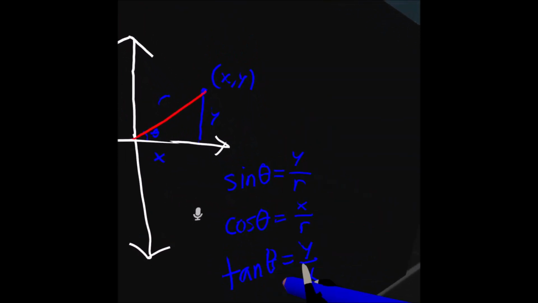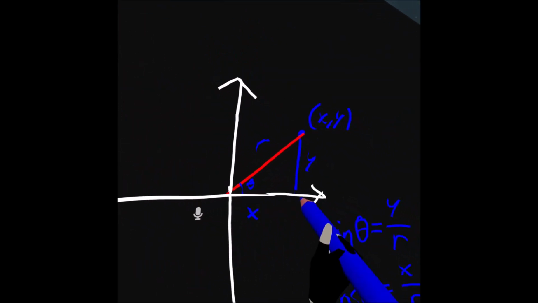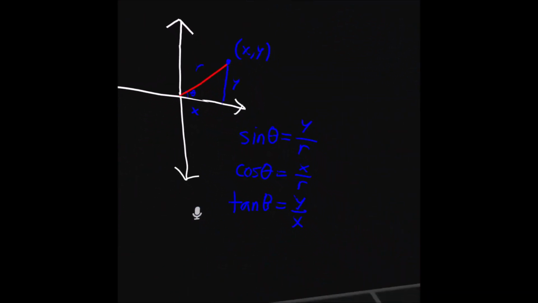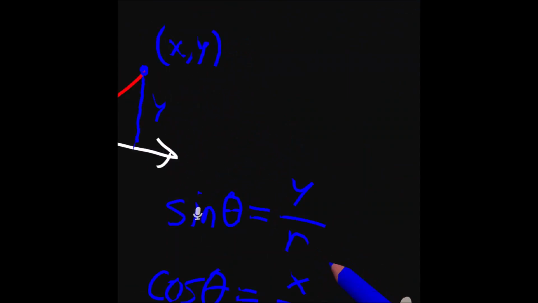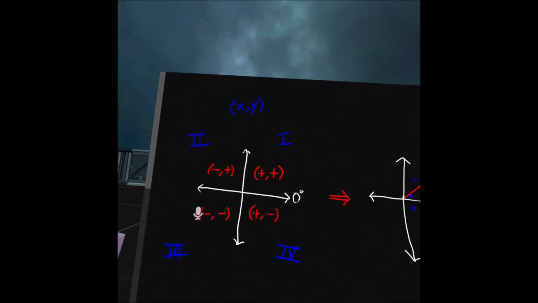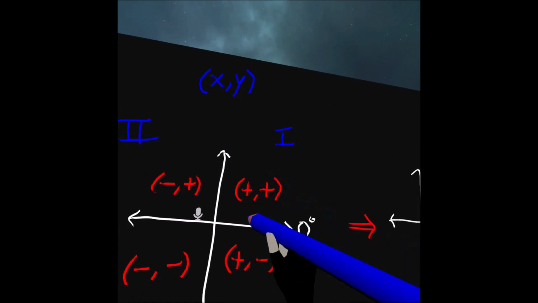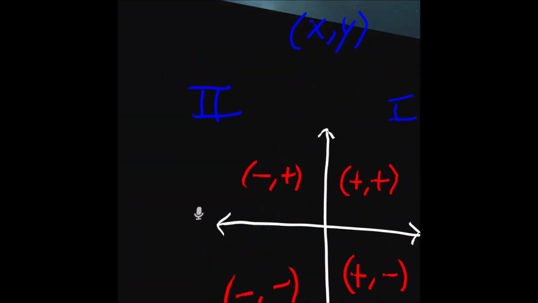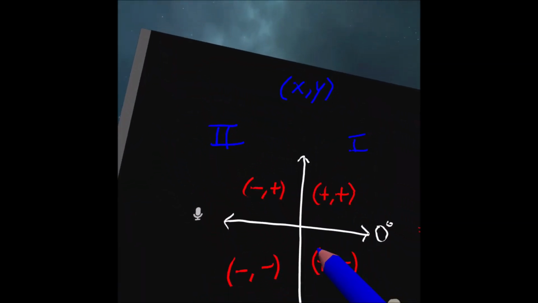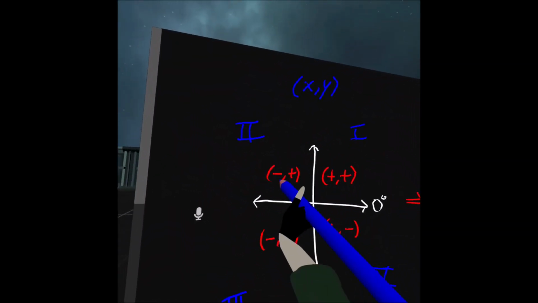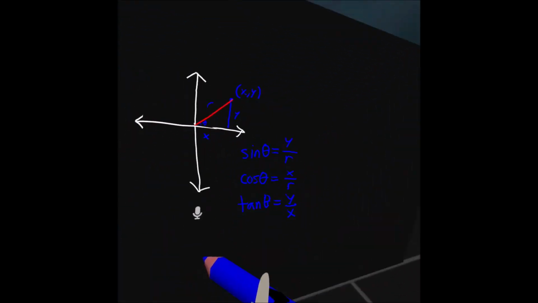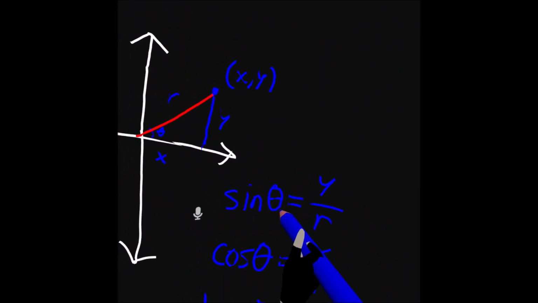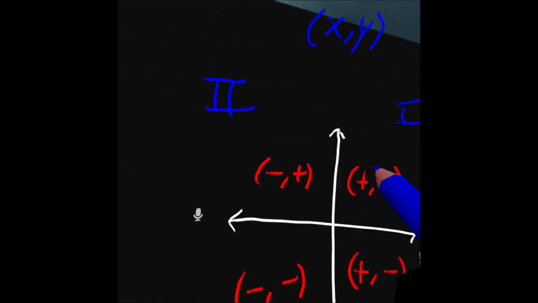Okay, so that's how we get this. So again, x is here, y is here, and the radius is right here, r. Okay. So now, going back to here, in quadrant 1, every trig function is positive, right? In quadrant 2, x is negative. So the only thing that's positive is the one that does not have x. So sine theta is going to be positive in quadrant 2.